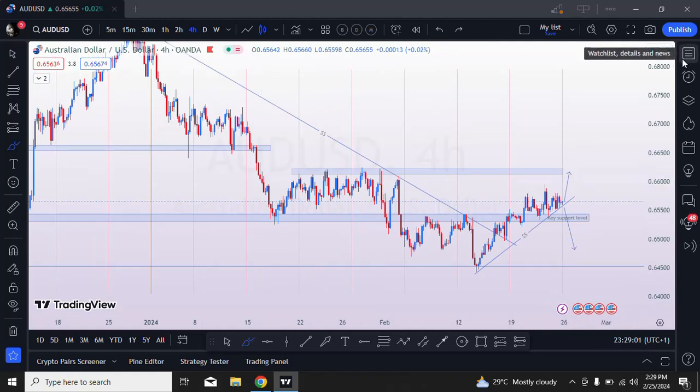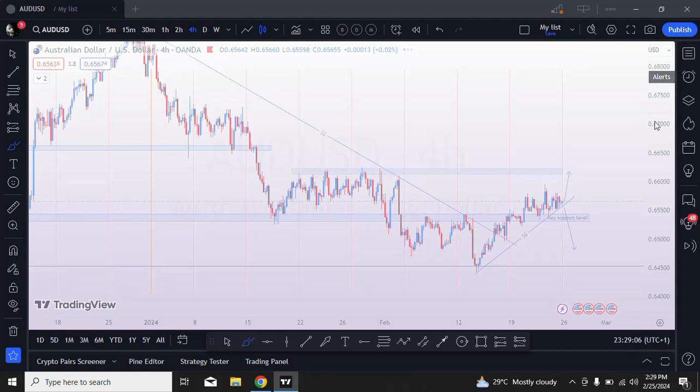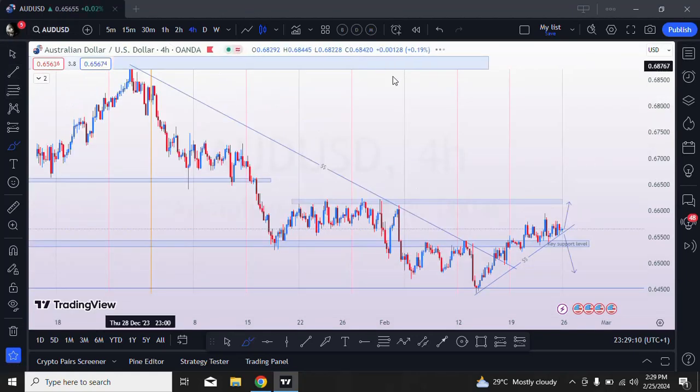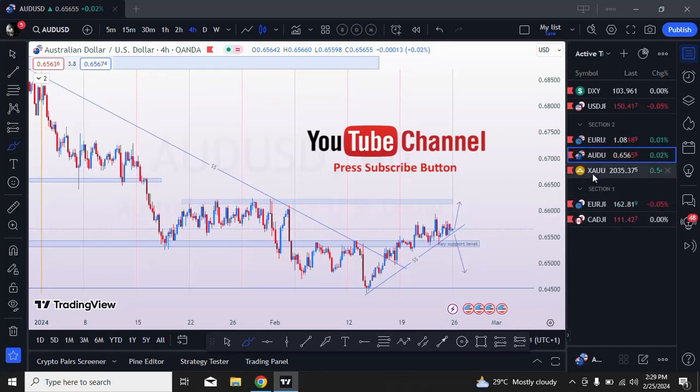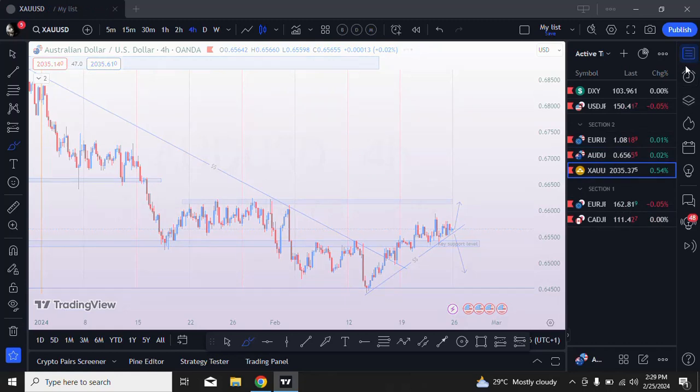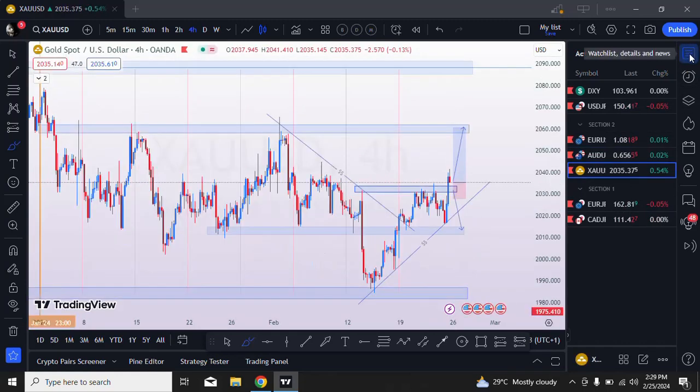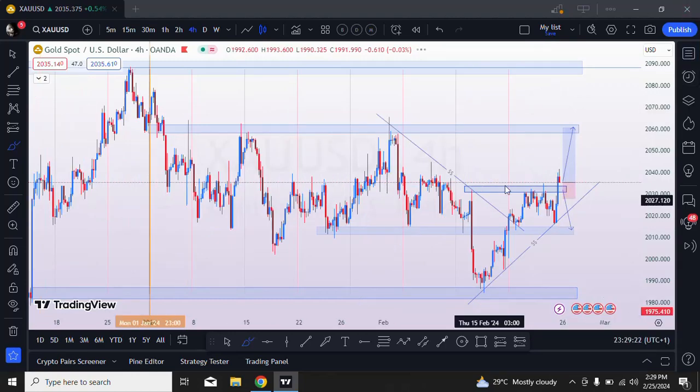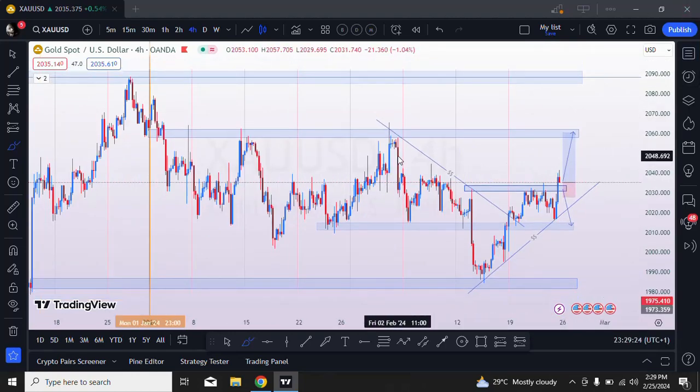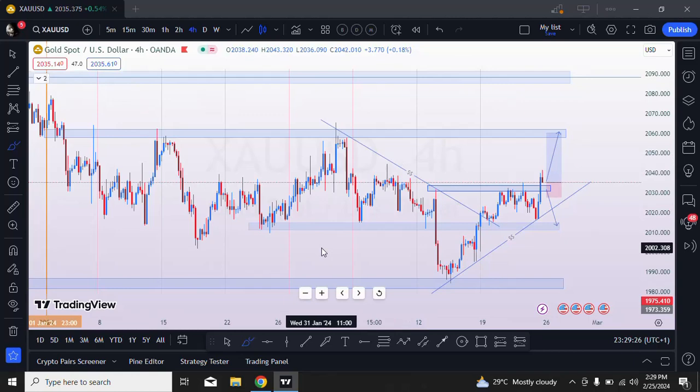Let's move on to the next pair quickly. We don't like to complicate our analysis, we try to make it very simple. This is price action. So the next pair I'm looking at is gold. I've not been trading gold for a while, but I know most of my members on our Telegram group trade gold. So let me quickly do this analysis for them.